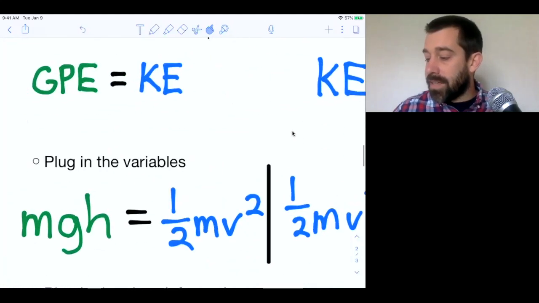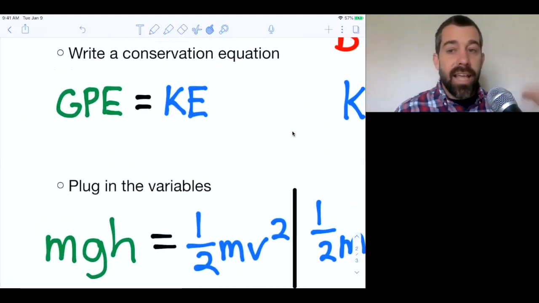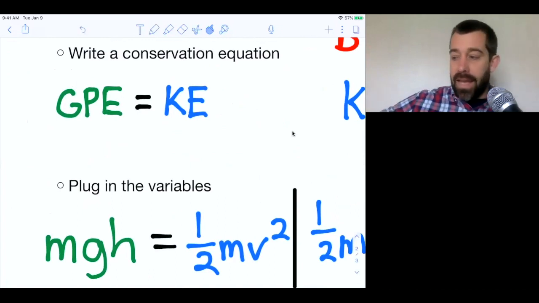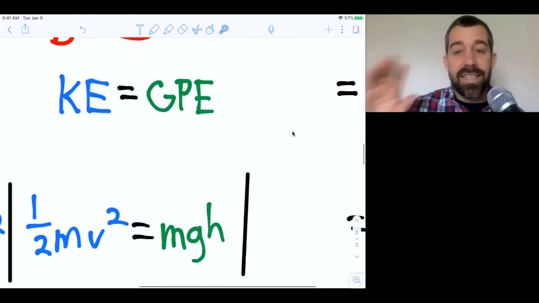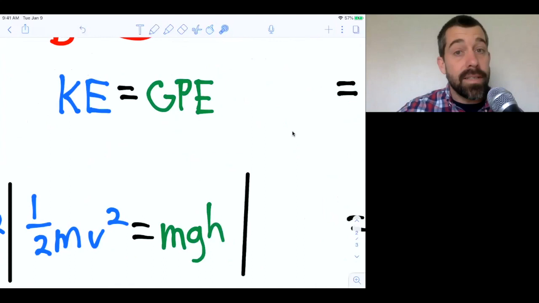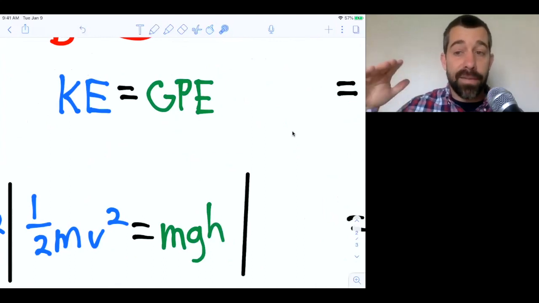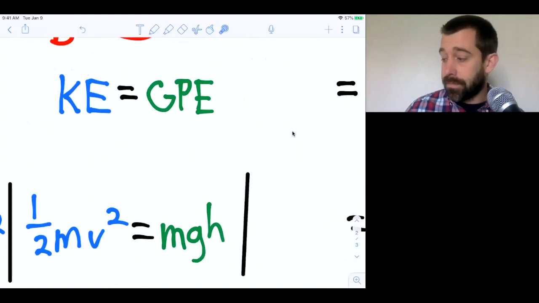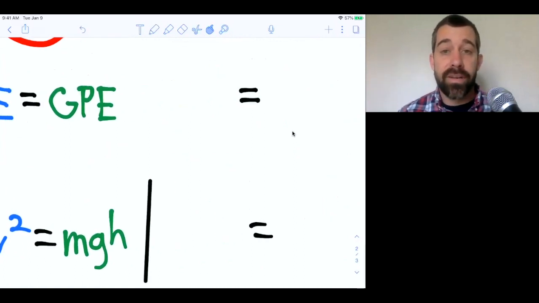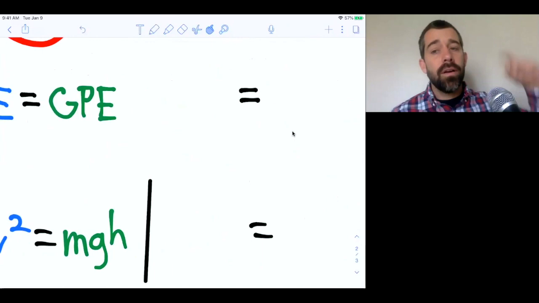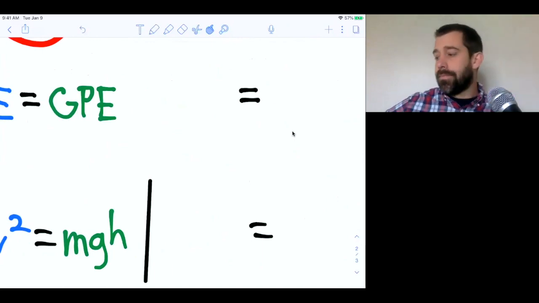So notice I've done exactly that. I had GPE on the left, and now it's mgh. I had kinetic energy on the right, now it is 1/2 mv squared. Over here, because the snowboarder problem is the exact opposite of the roller coaster problem, I have the exact opposite equation. All right, go ahead and plug in the variables into your equation now. Remember, use the color code.